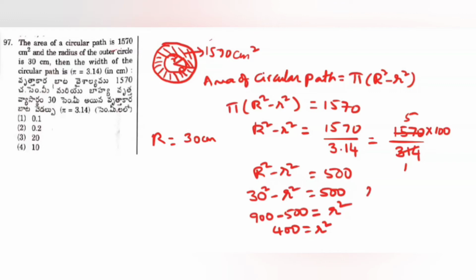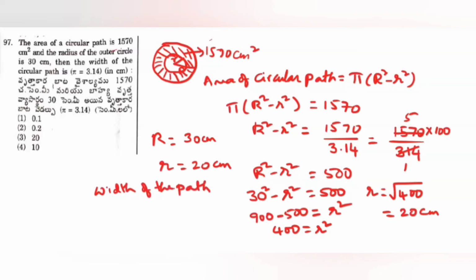Now we need to find small r. Small r is equal to the square root of 400, which gives you plus or minus 20, but since it is the distance between radii, it is always positive. So write 20 centimeters. You have capital R given in the question as 30 centimeters and small r you got just now as 20 centimeters. He is asking you to find the width of the path. The width of the path is nothing but outer radius minus inner radius. That is 30 centimeter minus 20 centimeter, which is 10 centimeter. So the answer is 10 centimeter. Option 4 is the correct answer.